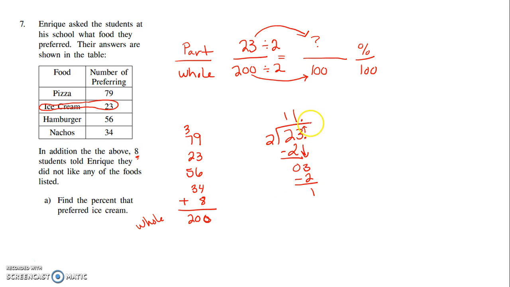After that decimal point, you can always put a 0 in the tenths spot. It won't change the value, but we need to be able to drag this 0 down so we can say 2 goes into 10 5 times. 5 times 2 is 10. Finally, we're at a remainder of 0. So therefore, we have 11.5%. So 11.5% prefer ice cream.